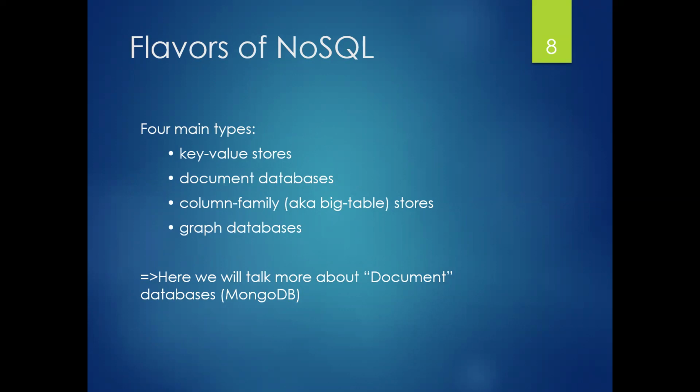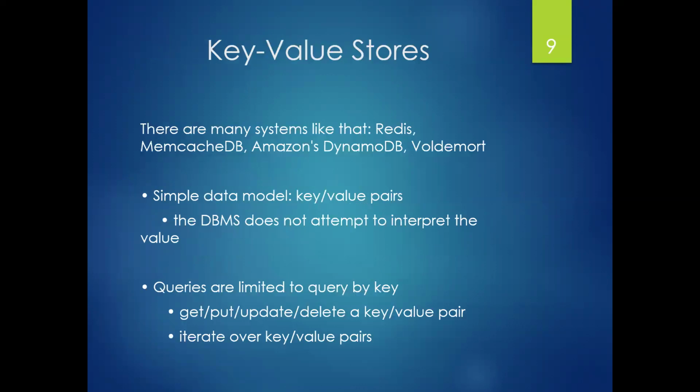And the flavors of non-SQL databases, like key value store, there are four main types: key value stores, document databases, column family stores, and graph databases. And here we talk more about document databases like MongoDB.